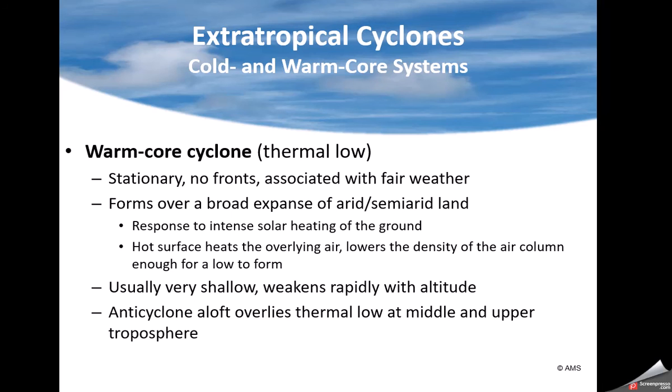There are warm core cyclones. I mentioned one last week in the monsoons. What happens in a tropical system is they're warm core. What that means is the pressure doesn't drop as fast in the vertical, and you actually wind up with high pressure above them. So the warm core systems have their lowest pressure near the surface and higher pressure aloft.